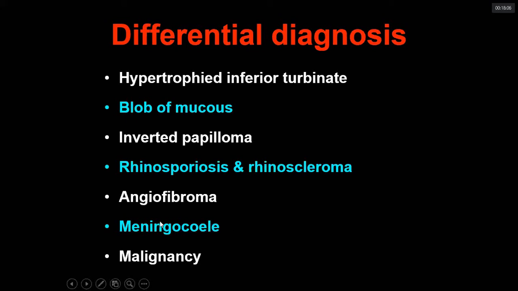Similarly, meningocele and malignancy. We already talked about meningocele. Meningocele will increase on coughing, so that is how you can clinically differentiate between these conditions. And malignancy is an ulcerative proliferative lesion and looks quite different from an antrochoanal polyp.